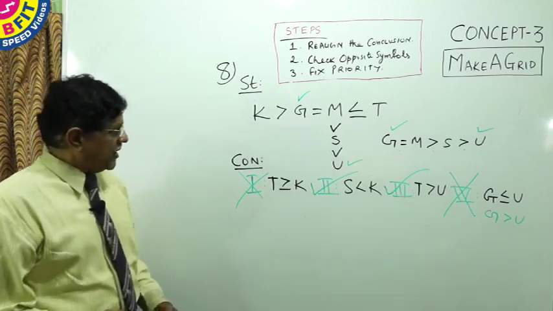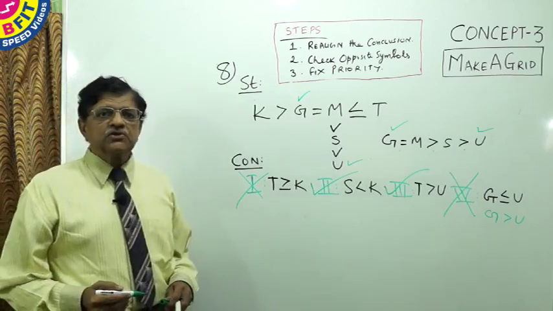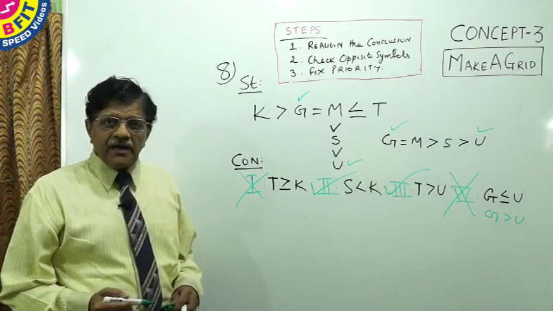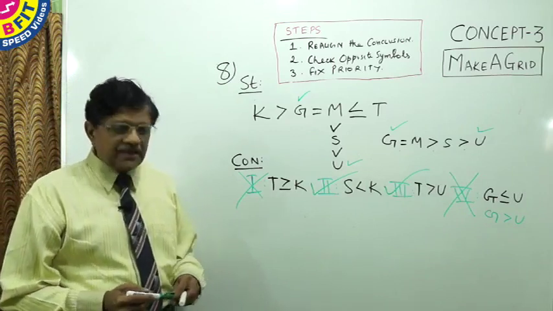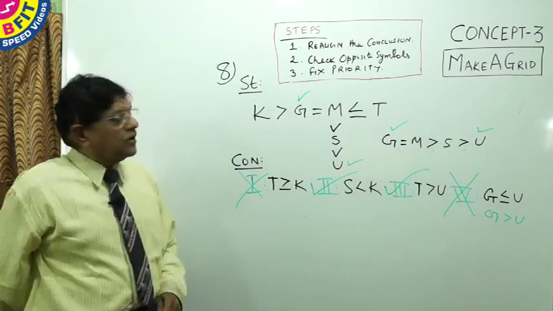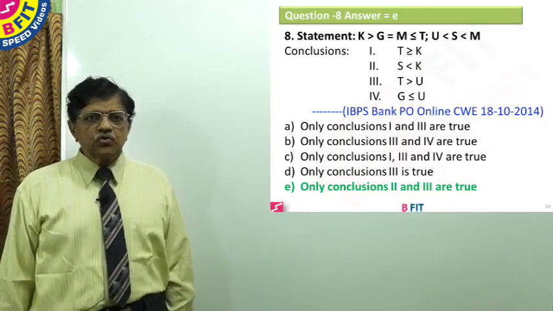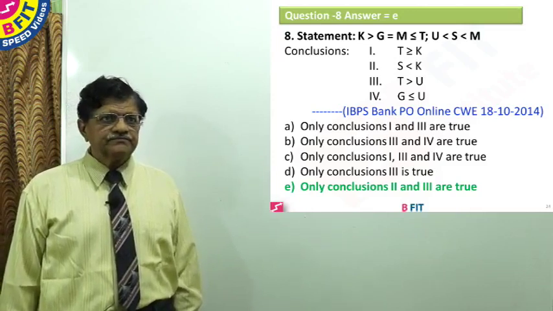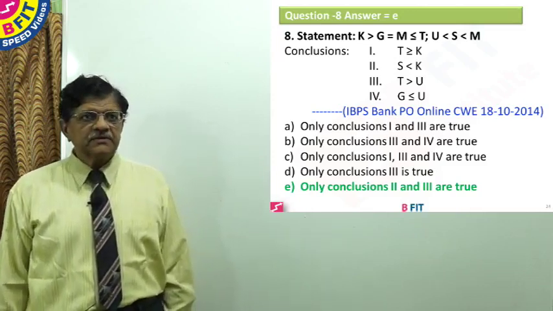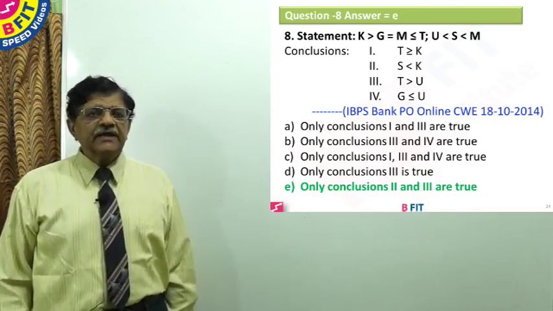So for the given problem, only conclusions 2 and 3 are true. The other 2 are false. Now let us look at the answer slide. Only conclusions 2 and 3 are true for question number 8. Now let us go to the next question.